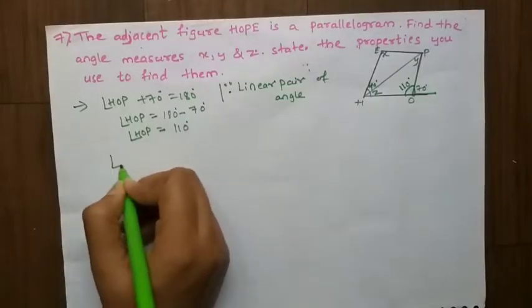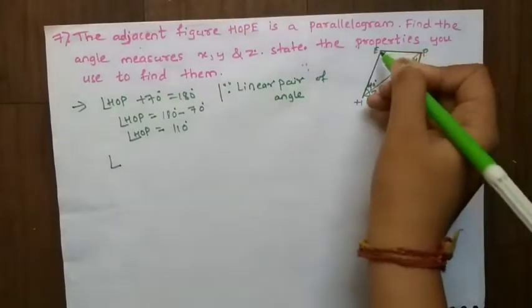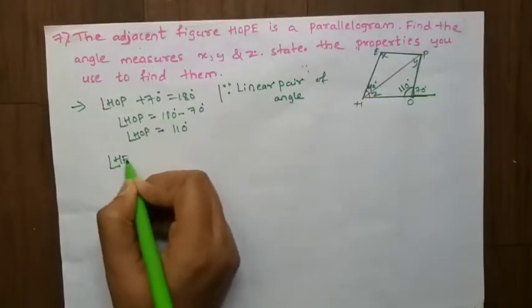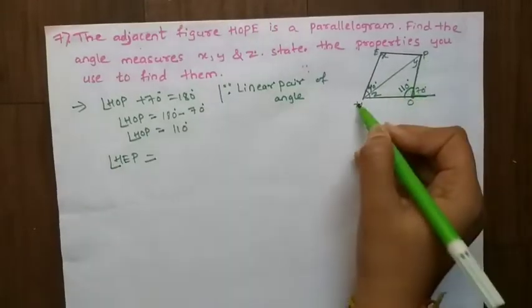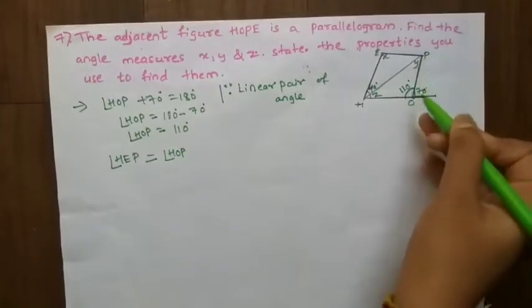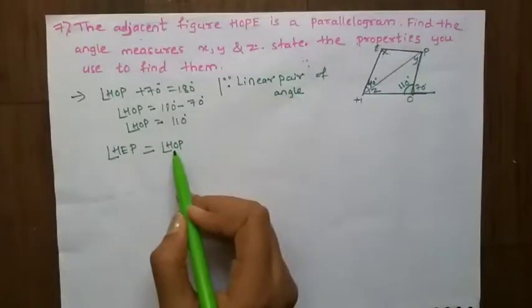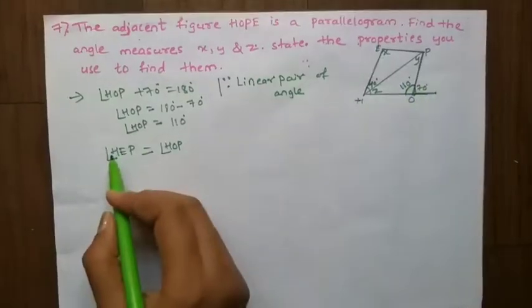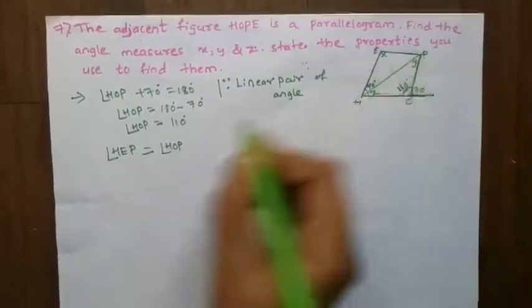Angle HEP, or you can consider PEH, which is denoted as the angle E only. So angle HEP is equal to angle HOP, or POH. The main value is angle O only. Here the middle angle is what here? O. So angle O is how much here? 110 degree. HEP, here the middle angle is what here? Angle X.